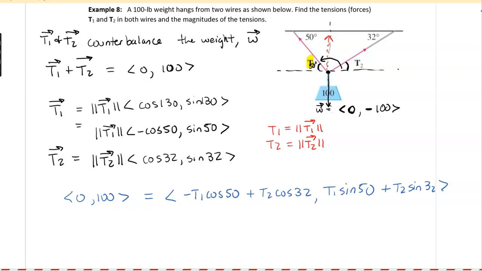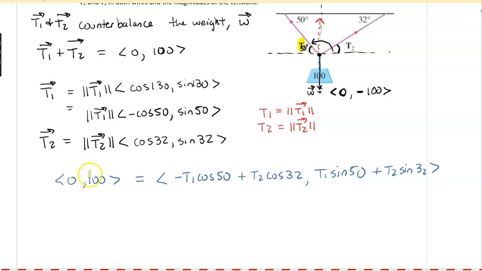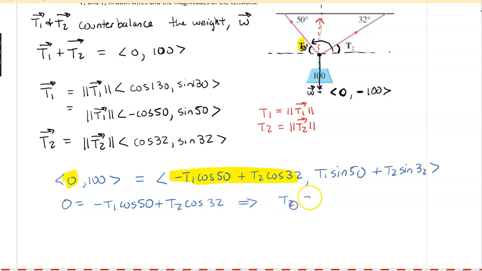So what do we get from here? Sometimes this ends up being a system of equations. I guess it is a system of equations, but for us, the easiest one to start with is this first component because it has to equal 0. You can see why I was using that negative cosine of 50. It's going to leave us with no negative signs to deal with here. We know that 0 has to equal negative T1 cosine 50 plus T2 cosine 32. And from that, it should be clear that we could do some rearranging. I'm going to solve for T2 here. T2 is going to be equal to T1 cosine 50 over cosine 32.